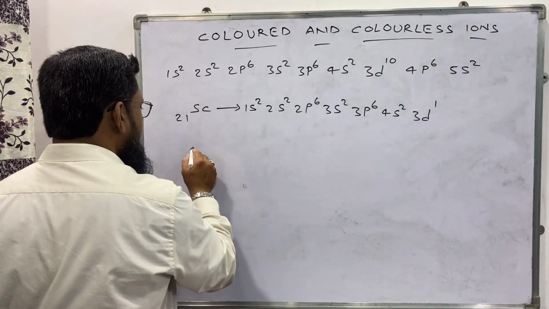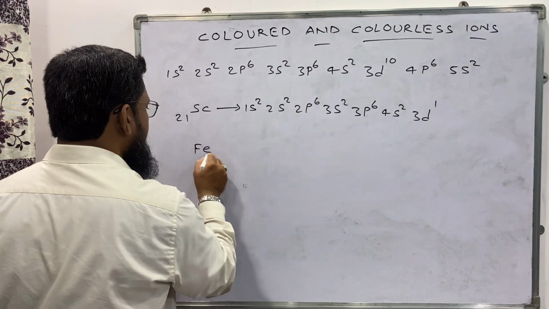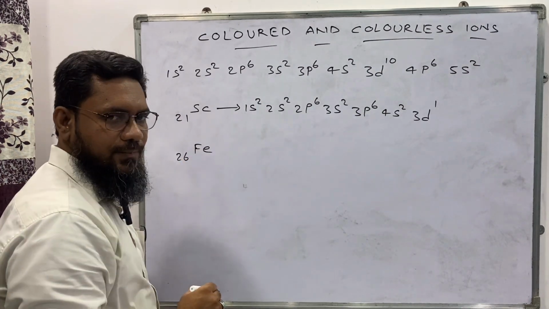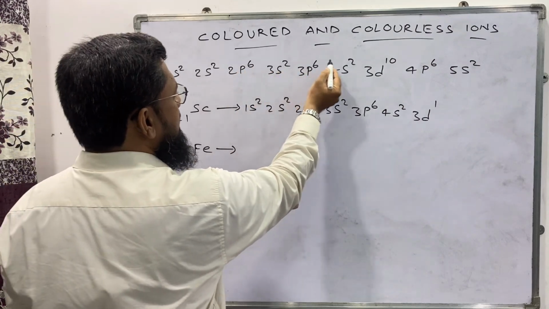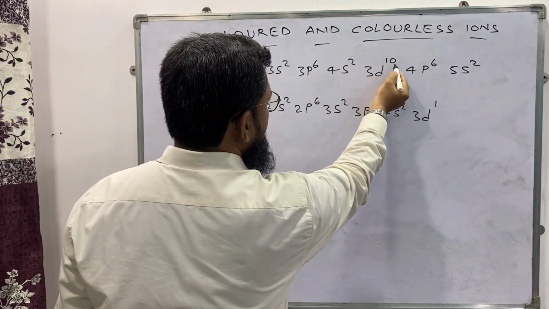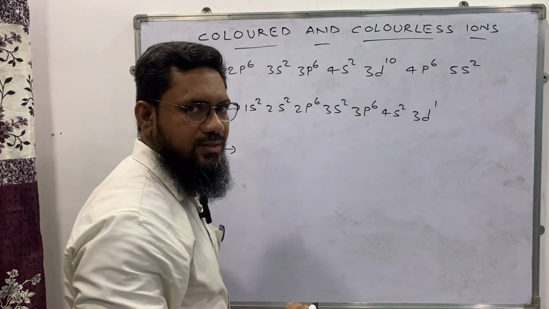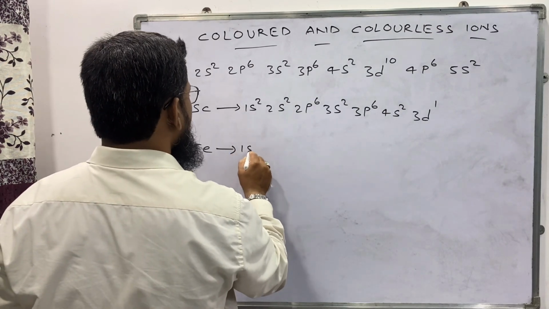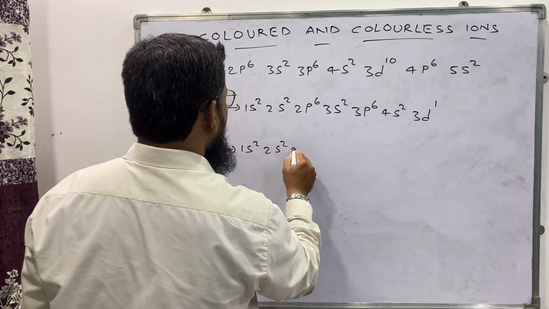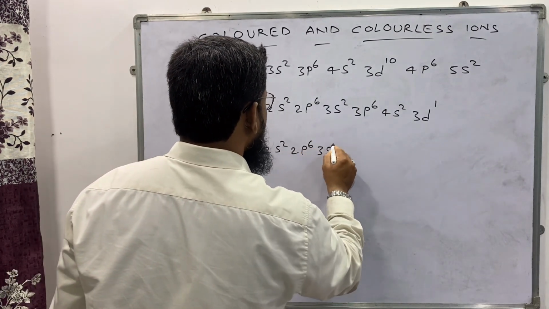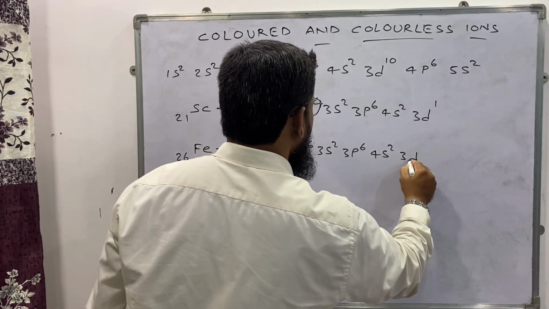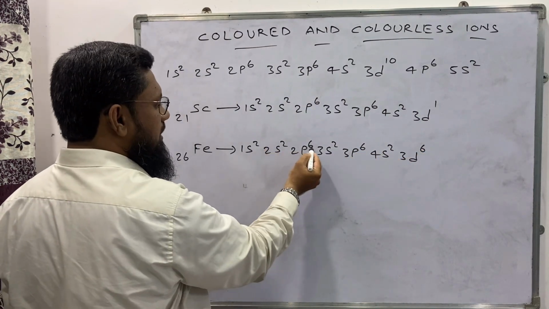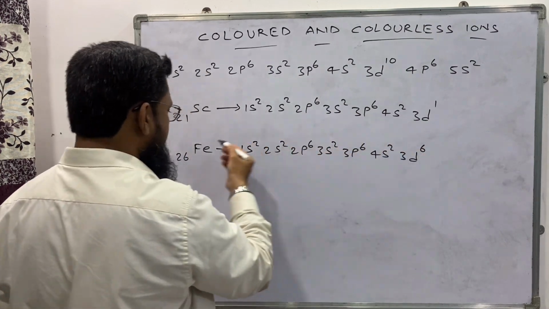In the same way, if you take iron, you know the iron atomic number is 26. So here 26 means 2, 4, 10, 12, 18, 20, 20 plus 6, 26. So out of 10 we need to take the 6. So here it is 1s2, 2s2, 2p6, 3s2, 3p6, 4s2, 3d6.